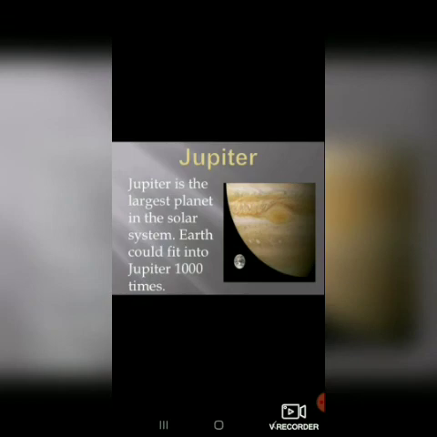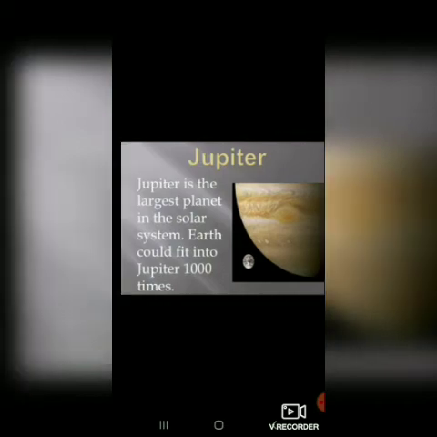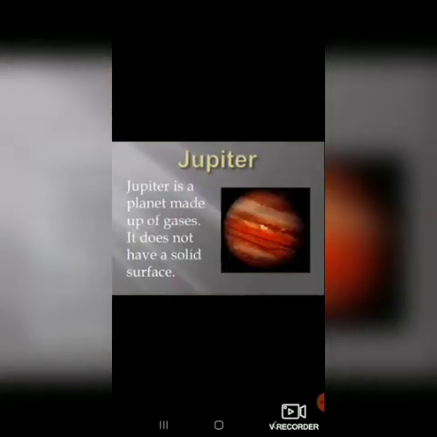Earth could fit into Jupiter 1,000 times. Jupiter is the largest planet in the solar system. It is made up of gases and it doesn't have a solid surface.